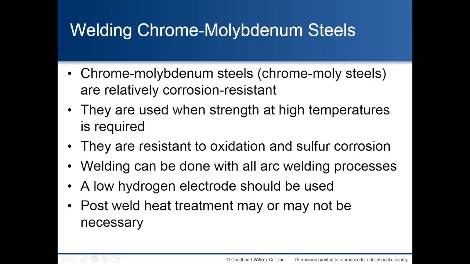Welding chrome-molybdenum steels. Chrome-molybdenum steels, better known as chromoly steels, are relatively corrosion resistant. They are used when strength at high temperatures is required. They are resistant to oxidation and sulfur corrosion. Welding can be done with all arc welding processes. A low hydrogen electrode should be used. Post-weld heat treatment may or may not be necessary.